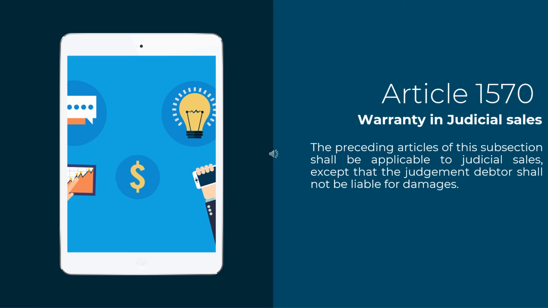For Article 1570, this talks about the warranty in judicial sales. The provision goes, the preceding articles of this subsection shall be applicable to judicial sales, except that the judgment debtor shall not be liable for damages. Now, in a judicial sale, it is not really the sheriff who sells, but yung judgment debtor. Hence, the provisions regarding warranty are also applicable to judicial sales. However, since he is forced to sell, then there can be no liability for any damages.